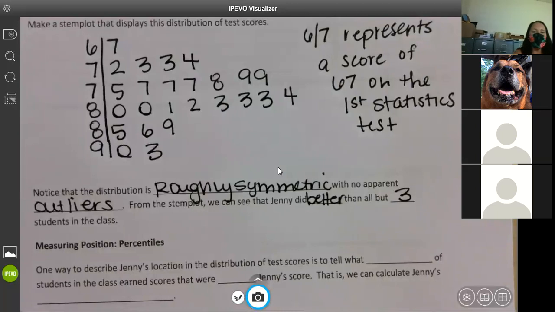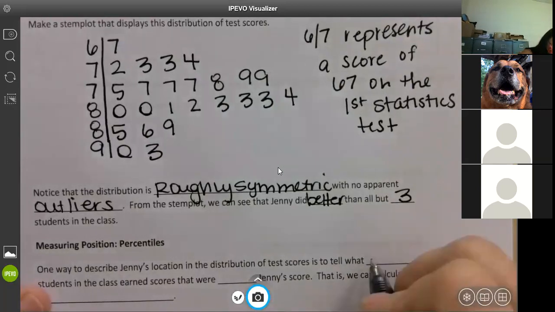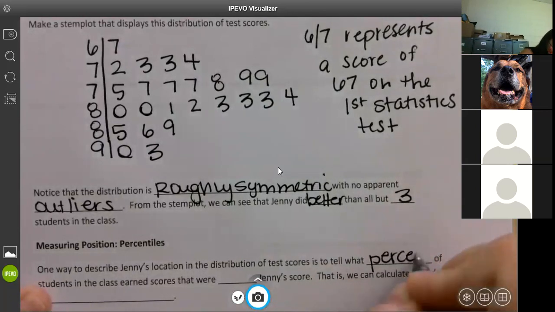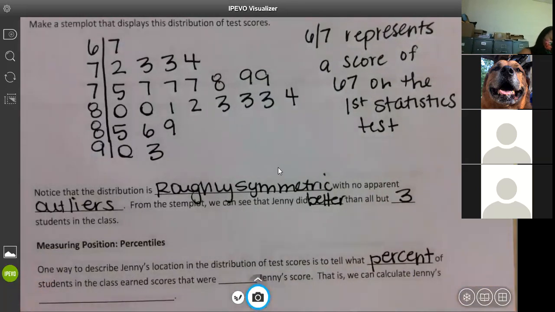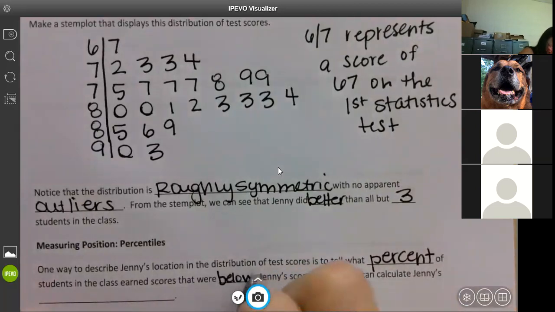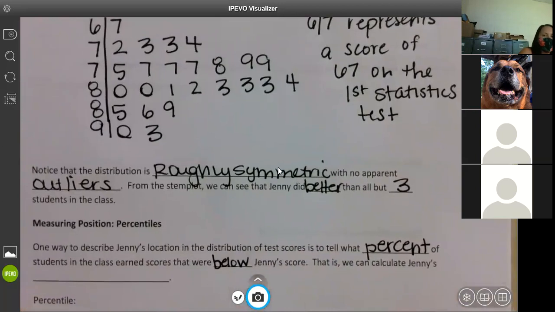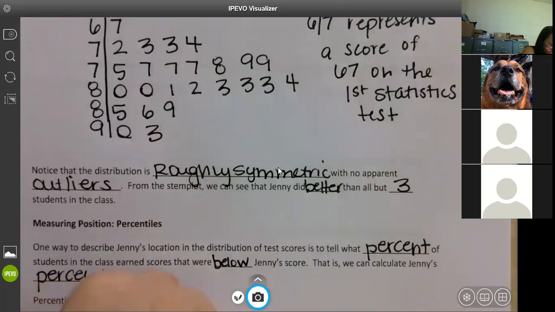So one way to describe Jenny's location in the distribution of test scores is to tell what percent of students in the class earned scores that were below Jenny's score. That is, we can calculate Jenny's percentile.